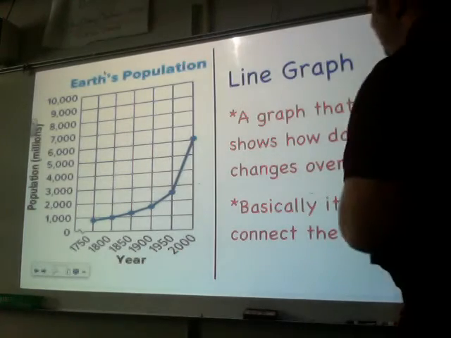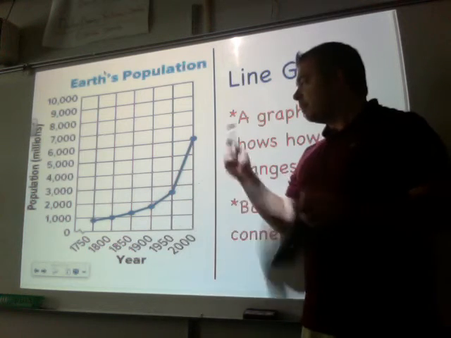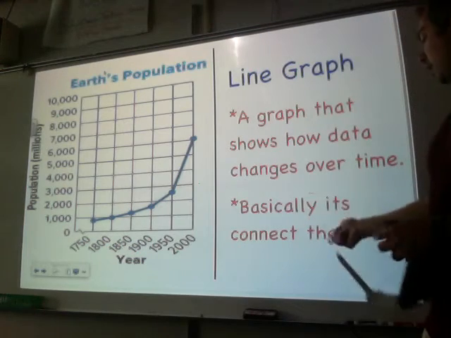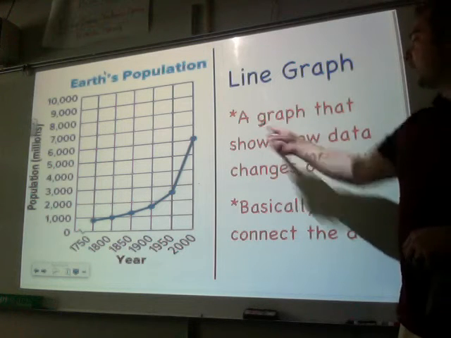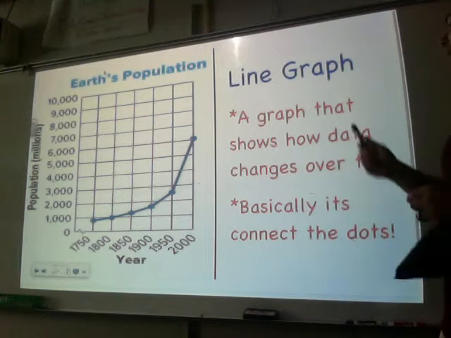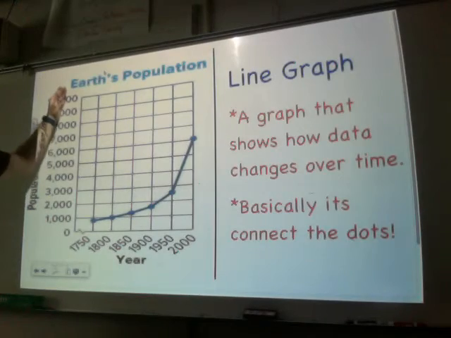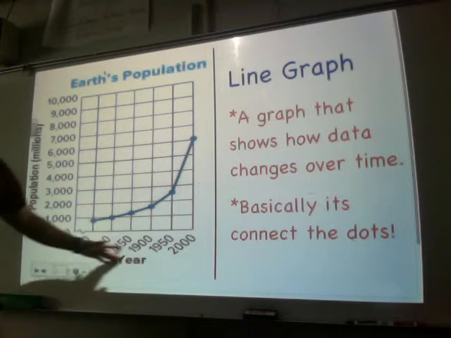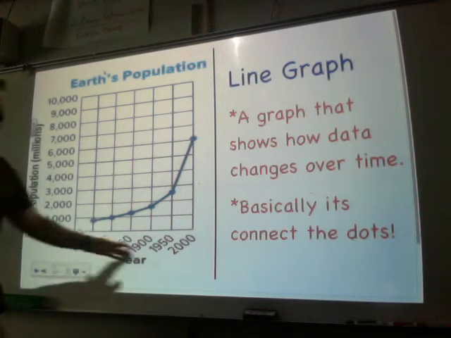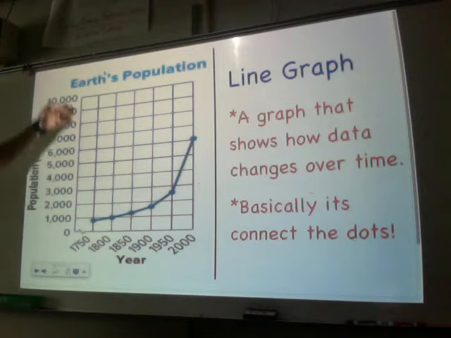So what is a line graph? Well, here's an example of one, and you can see that it's basically connecting the dots with lines. That's what a line graph is: a graph that shows how data changes over time. So if we're looking at this, we have the Earth's population. The time is going to be your x, left to right, and the amount will be your y, up and down.